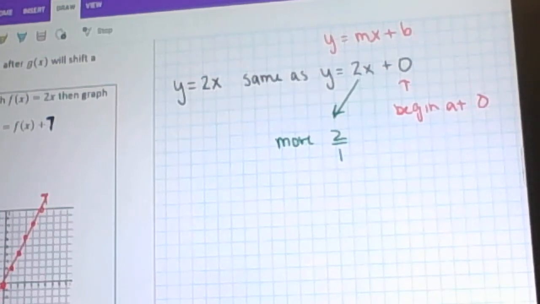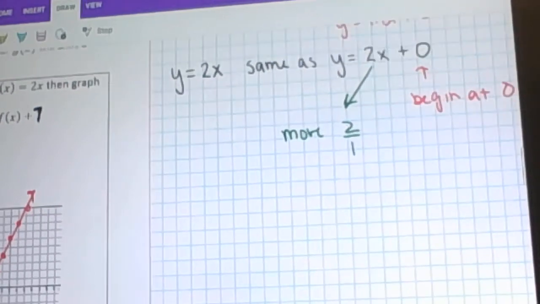Everybody okay with that? Starting at 0 and up to 1? So for the second part, we're going to start at 7.